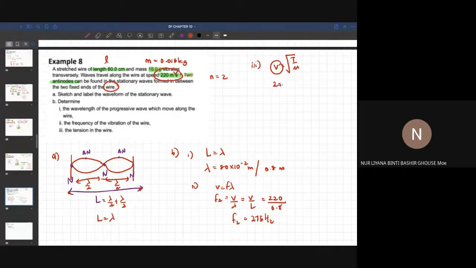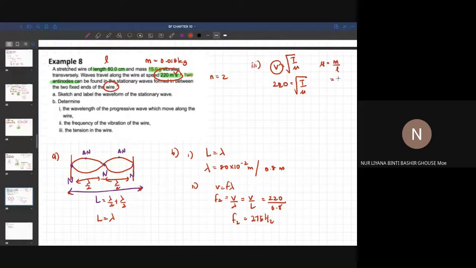So v is 220 equals square root of T over mu. Mu we don't know yet, so you have to find your mu first. Who can tell me the definition of mu that Miss said earlier? Mass over length. Very good, mass over length.